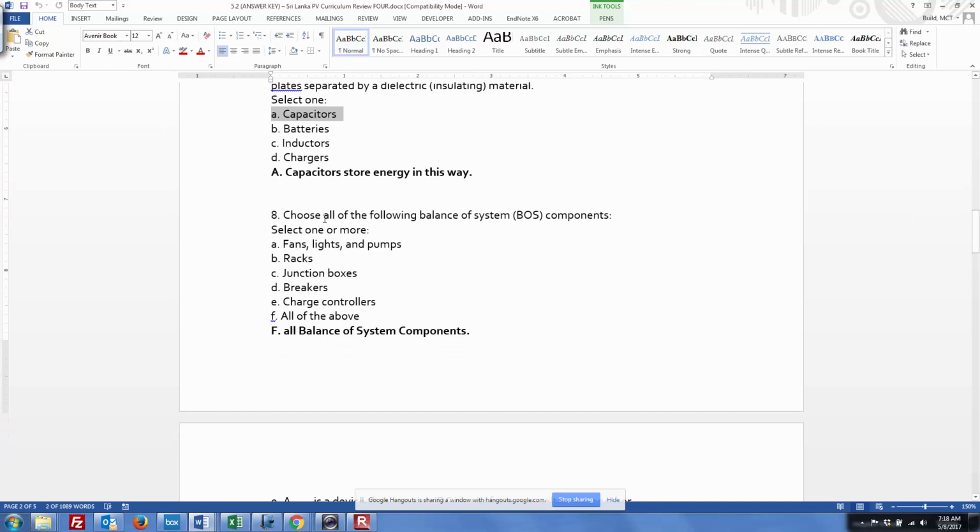Number 8 is choose all of the following balance of systems components. And that's everything. So fans, this would be a load. Racks, this is part of the system that holds the panel. The junction box, we'll show you that one. The breakers and the charge controllers. So I will show you that as well.